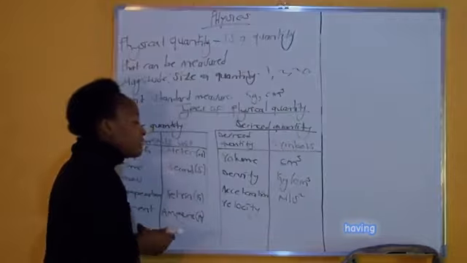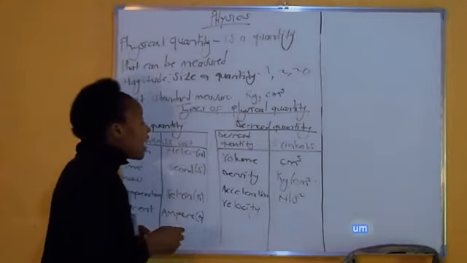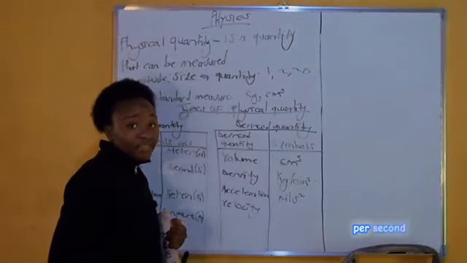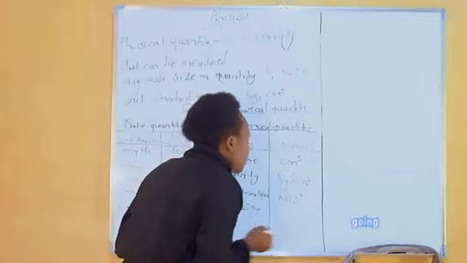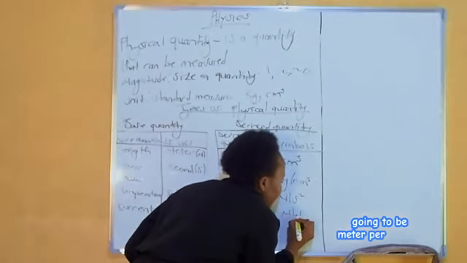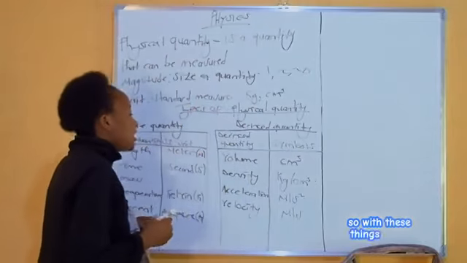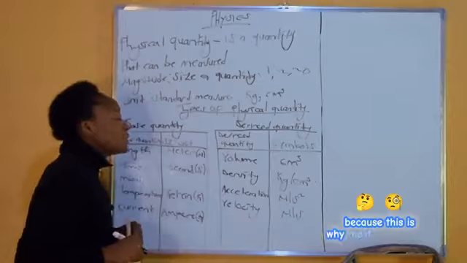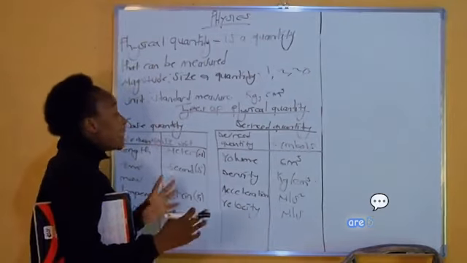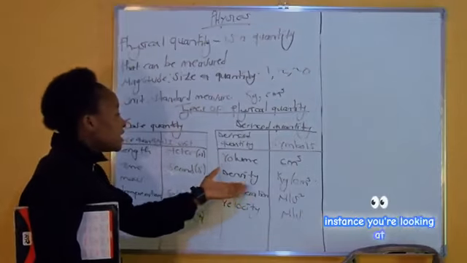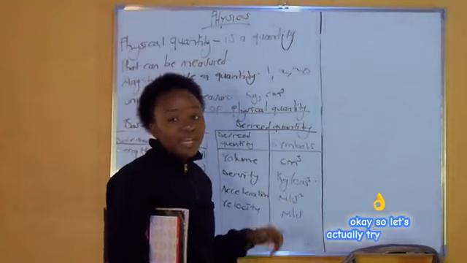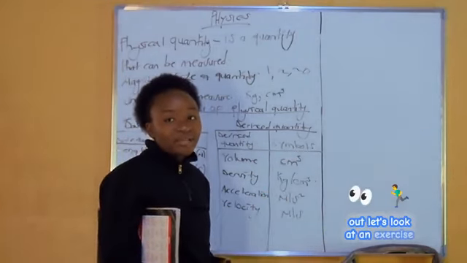We have velocity. The SI unit of velocity is meter per second, and the symbol is m per second. These are things you are supposed to put into consideration, because this is what most examination questions are based on. If you're looking at density, you are supposed to know the symbols. So let's try something out. Let's look at an exercise.